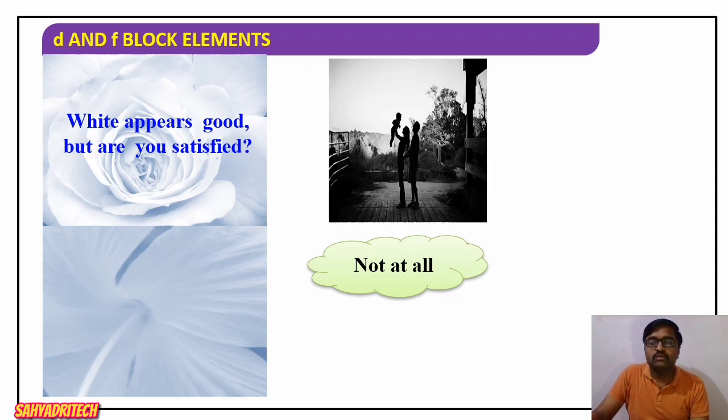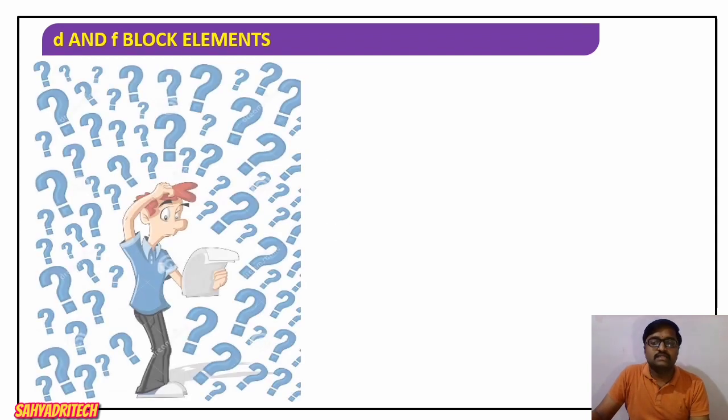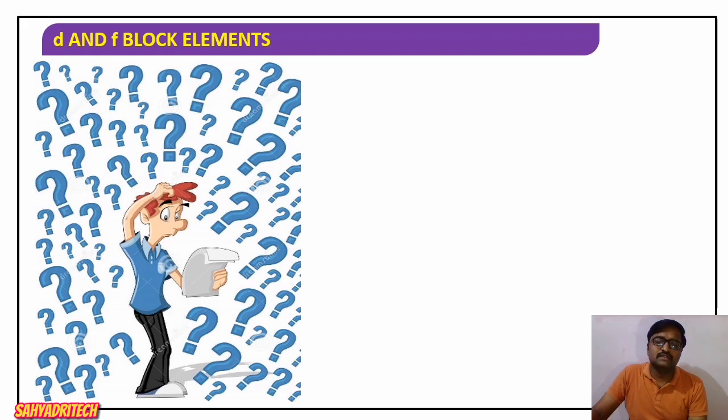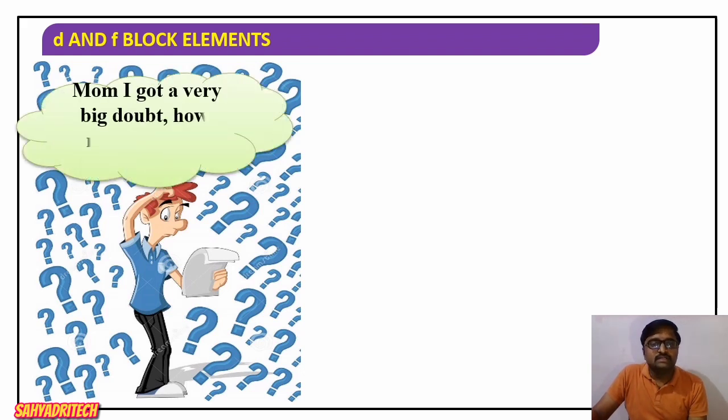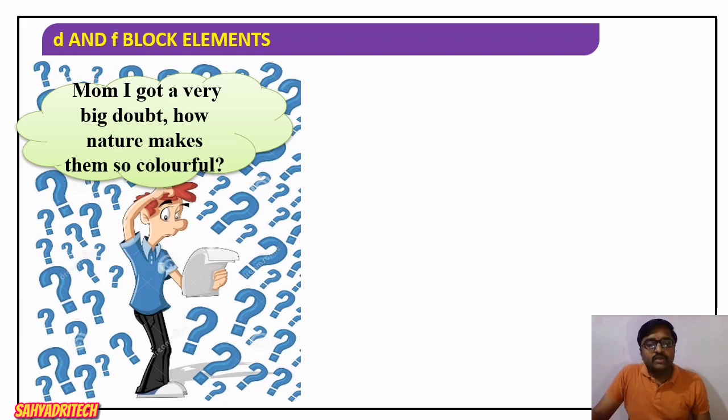Then what do we observe when we look around? Different colors. Then you might get a question in your mind, right? So what is that question? Have you thought about how this nature appears different in color? Why is it so colorful?